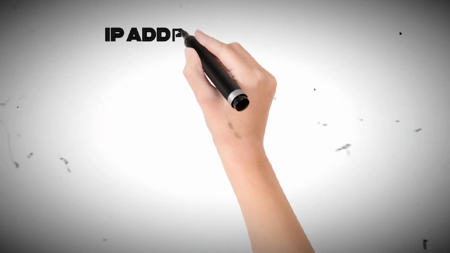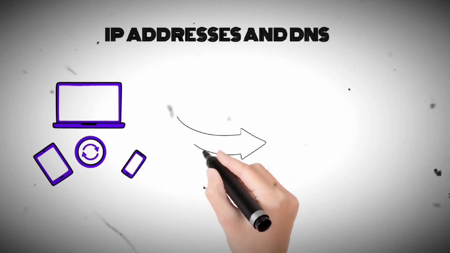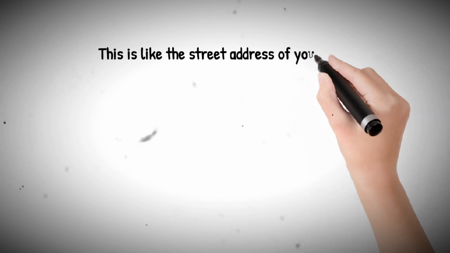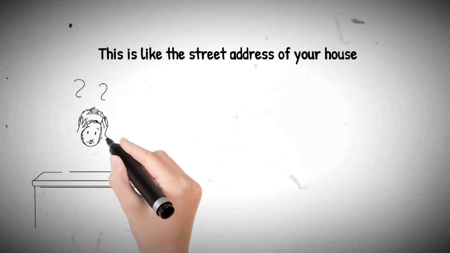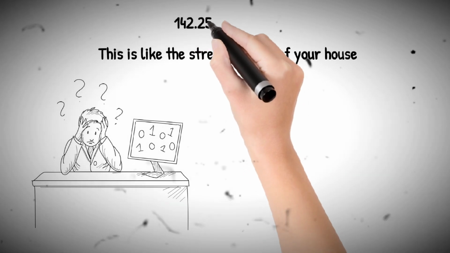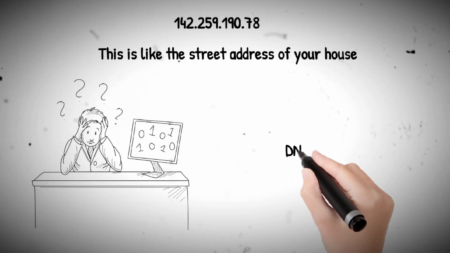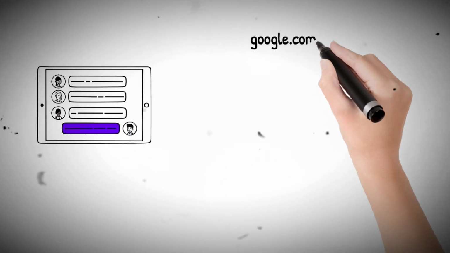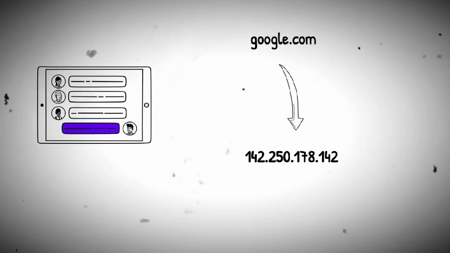Step 3. IP addresses and DNS. Every device on the internet, your phone, your router, even big servers, has an IP address. This is like the street address of your house. Without it, no one would know where to deliver the data. But here's the problem. IP addresses are just numbers like 142.250.190.78. Nobody wants to remember that. That's where DNS comes in, the Domain Name System. DNS works like the phone book of the internet. When you type google.com, DNS translates it into the correct IP address, so your request goes to the right server.